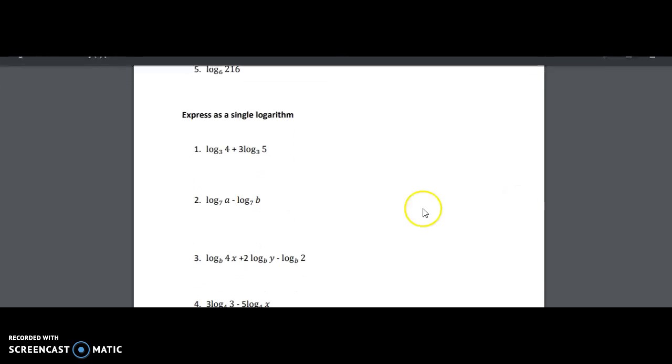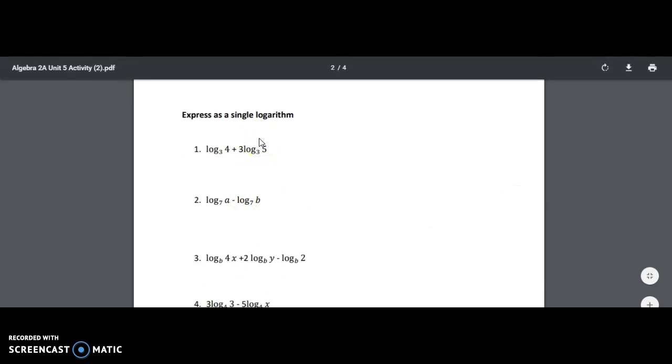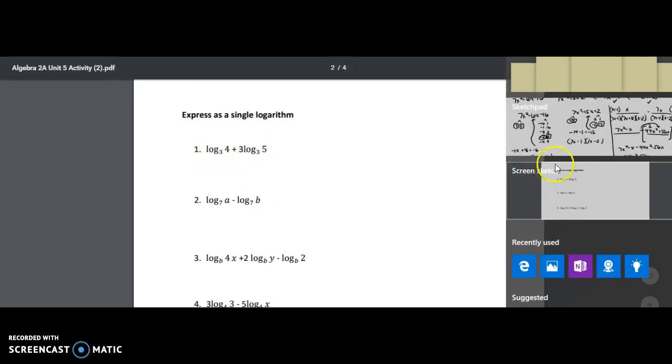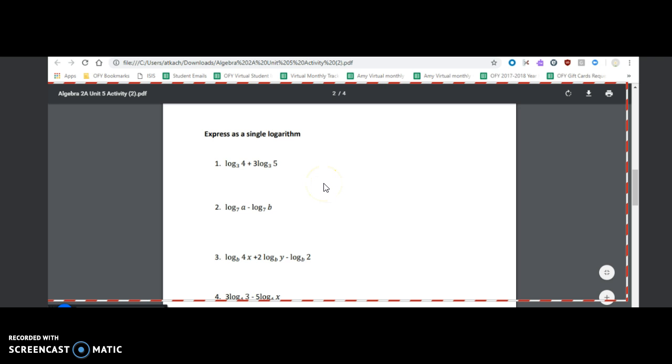Now, in these ones, write as a single logarithm. How are we going to write this if we were to do this by hand again? Log base 3 of 4 plus 3 times log base 3 of 5. We have a couple things going on here. We're adding a log, and we're also multiplying by this number 3 right here.